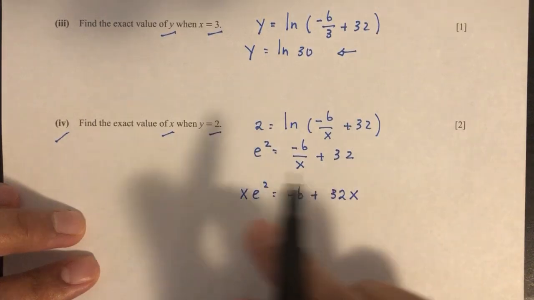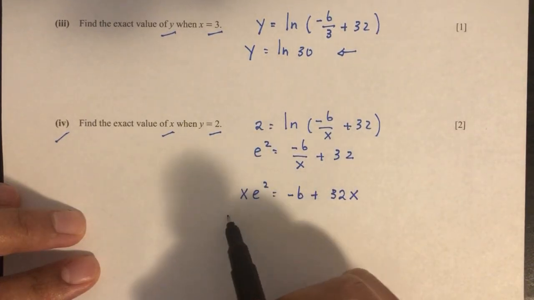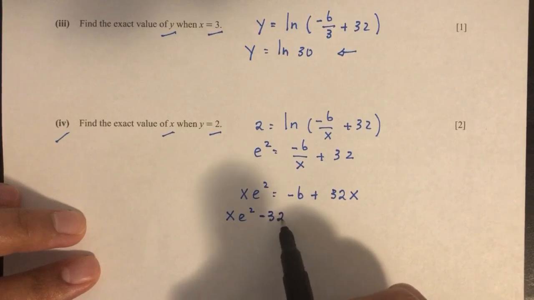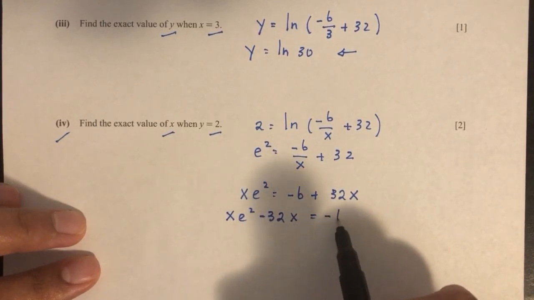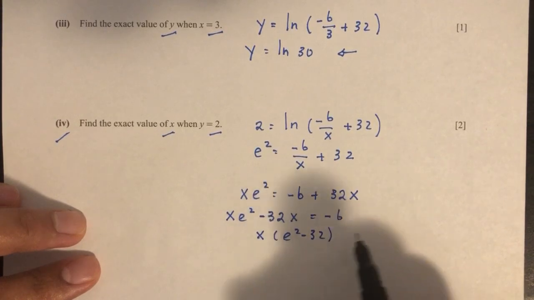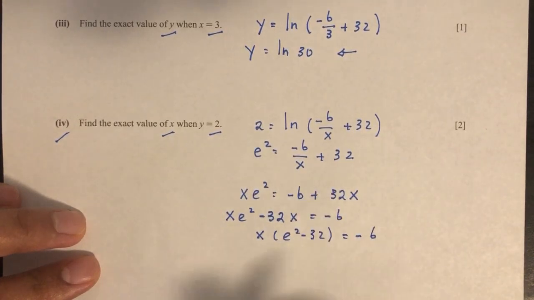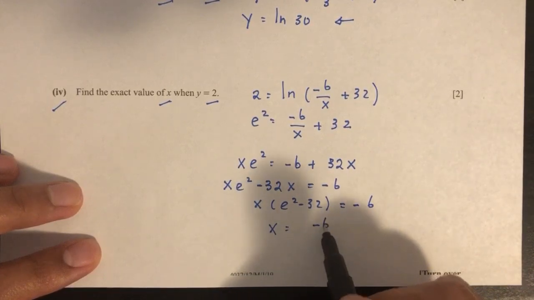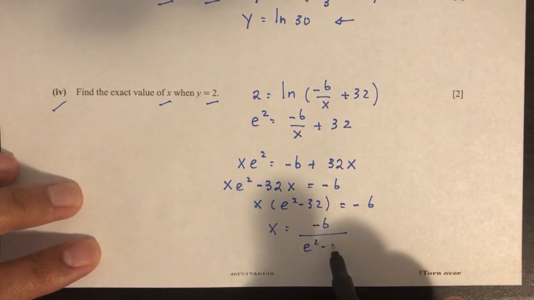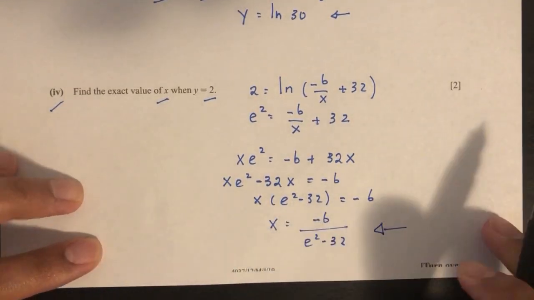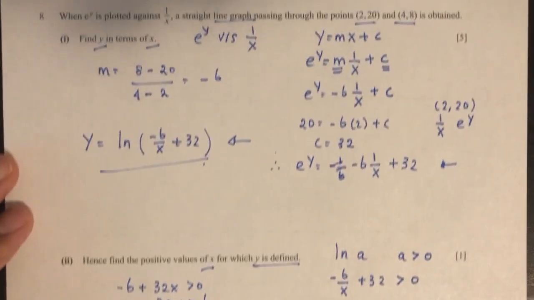So now we send this one over here. We will have x e^2 minus 32x equal to minus 6. So x equals minus 6, so finally x will be minus 6 over e^2 minus 32. That will be the value of x. And that was question number 8.